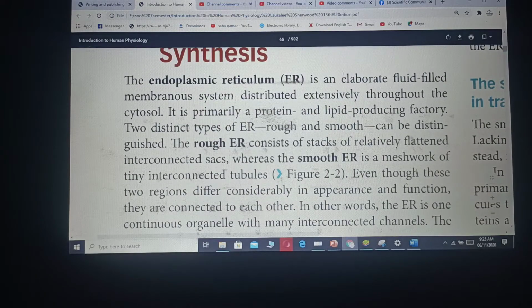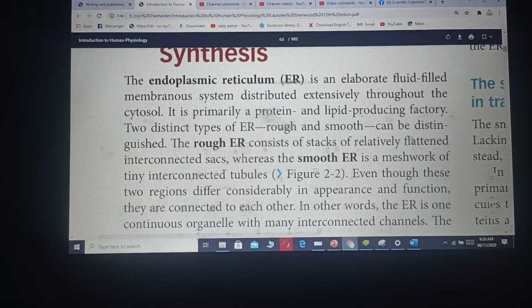So let's summarize this portion. Endoplasmic reticulum is a network of sacs or tubules which extend throughout the whole cytoplasm, and there are two main kinds of endoplasmic reticulum. One is rough endoplasmic reticulum, the second one is smooth endoplasmic reticulum. Both are involved in different kinds of functions. Always remember that rough endoplasmic reticulum has only one function, that is related to protein biosynthesis, or rough endoplasmic reticulum is just involved in protein synthesis.